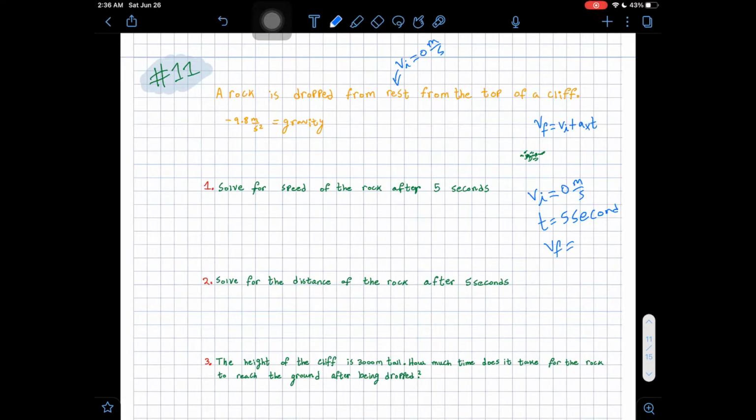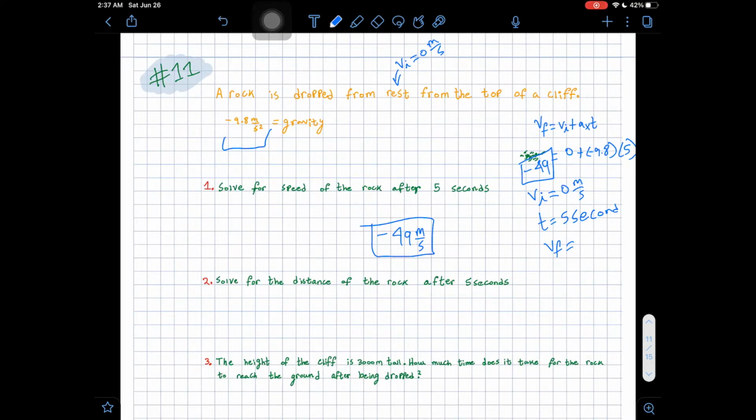And so we know our initial velocity is 0. Now, we can substitute in our acceleration as being negative 9.8 meters per second squared. We know the time is 5 seconds. Negative 9.8 times 5 plus 0 is just negative 49. And negative 49 meters per second is the final velocity of the rock after a total of 5 seconds. Now let's go ahead and go to part B.